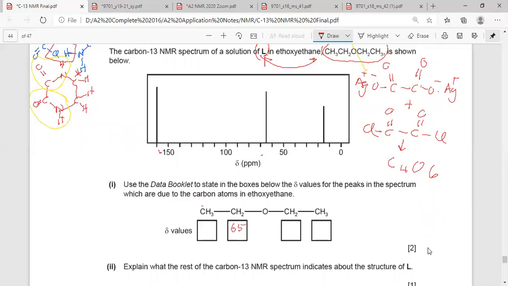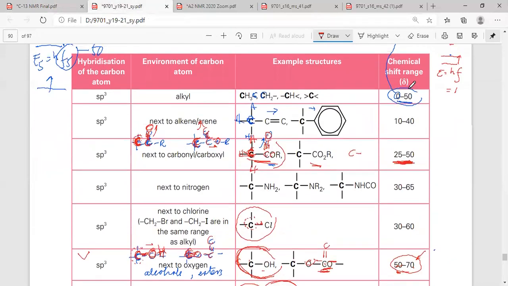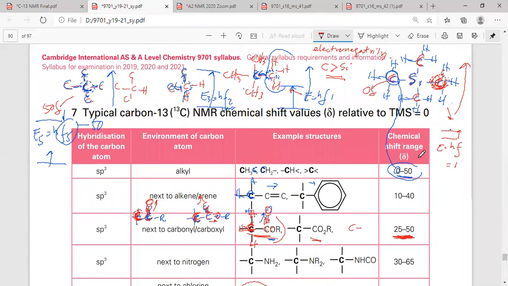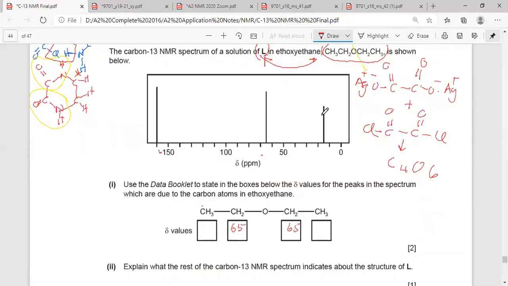That is the furthest away, CH3 to C, which is 0 to 50. CH3, so obviously this one will be from here. How much, 10, 15? So it is 15, and this 15. So these two are being accounted for. See?